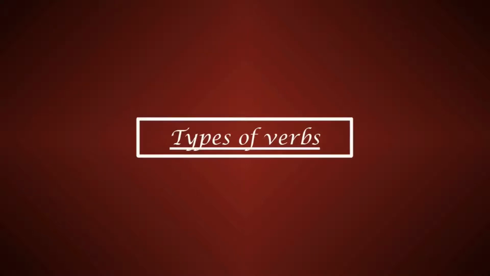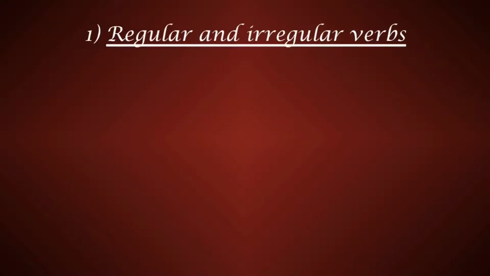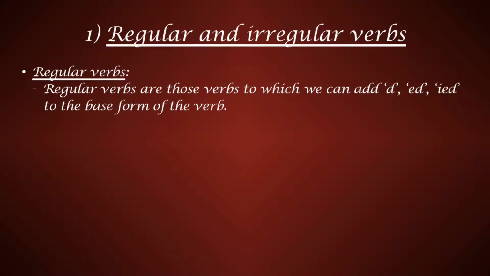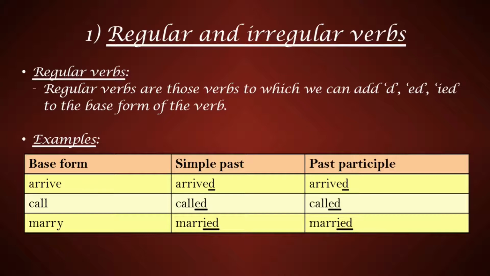Types of verbs. Number 1. Regular and irregular verbs. Regular verbs. Regular verbs are those verbs to which we can add d, ed, ied to the base form of verb. Examples are base form arrive, simple past arrived, past participle arrived. Similarly, call, called, called, marry, married, married. Here we are adding d to the first verb, ed to the second verb, and ied to the third verb in the simple past and past participle forms.